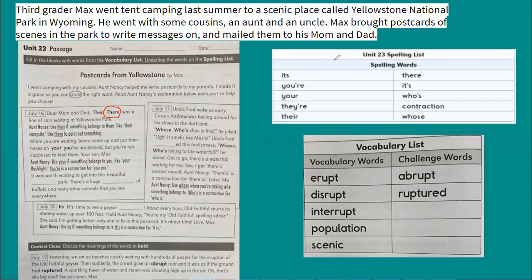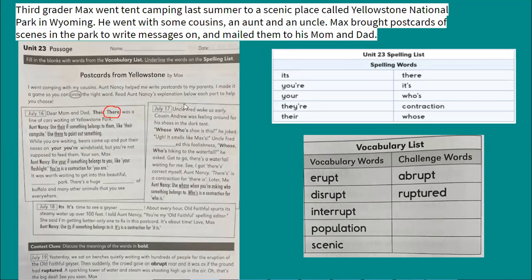And then over here when it says whose or who's, you're, your, circle the one that would fit. Aunt Nancy: use there if something belongs to them, like their campsite, use there to point out something. While you are waiting, bears come up and put their noses on your windshield. So circle the right one. But you're not supposed to feed them. Your son, Max. Aunt Nancy: use your if something belongs to you, like your flashlight. You're is a contraction for you are.